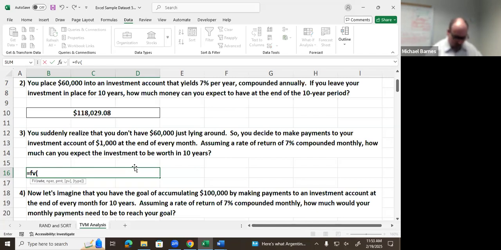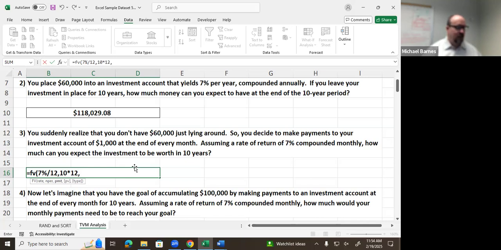Now we're going to do 7%, but we need to make a little bit of an adjustment because it says compounded monthly. And I'm assuming everybody's familiar with the idea of compounded interest. If we say compounded annually, that means the interest is added in at the end of every year. If it's compounded monthly, then it's going to be compounded at the end of every month. So we're going to say 7% divided by 12. And then our number of periods is going to be 10 years times the number of months, which is 12. You could type in 120, but I'm just going to do the math.